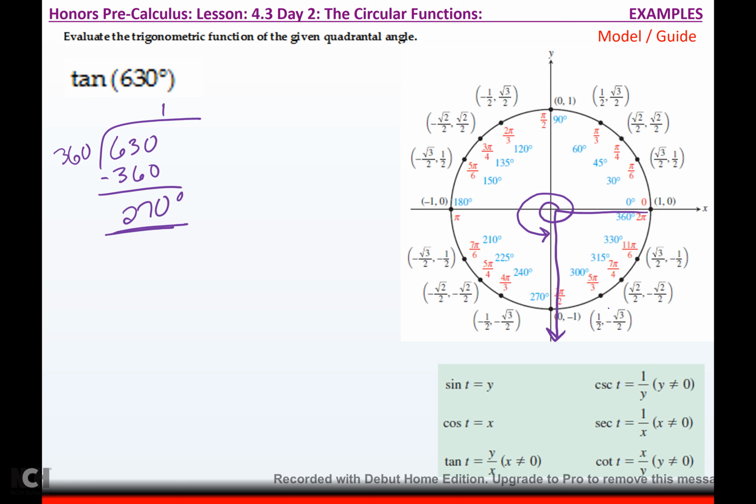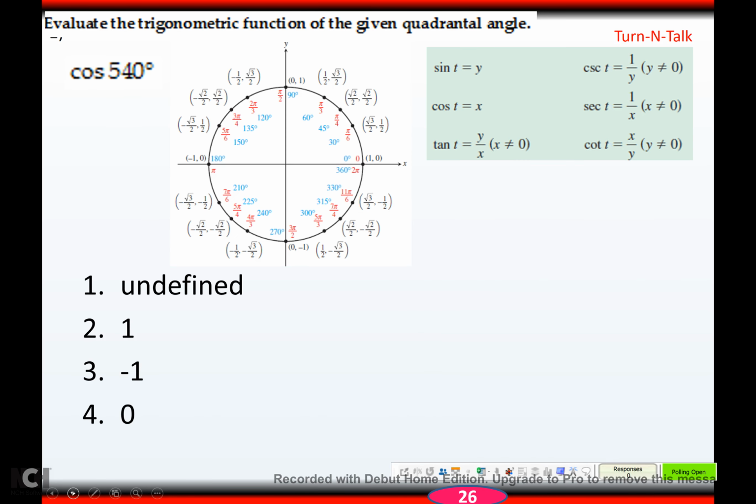And they want tangent there. Tangent is y over x, so it's negative 1 over 0, which is undefined. Because you can't divide by 0. So you can't take tangent of 630 degrees. Alright? So you try this one, hit pause, come back when you're ready.